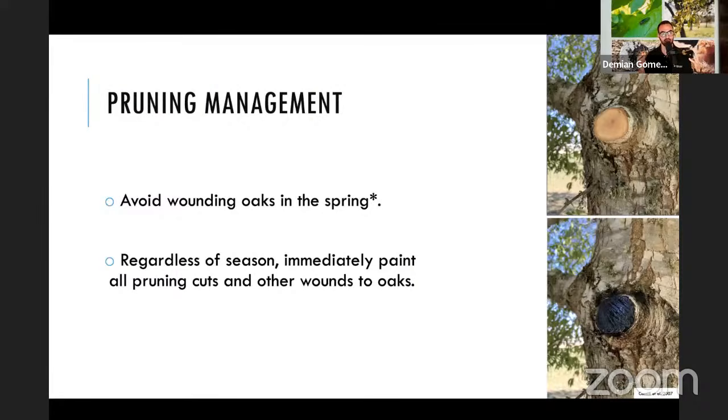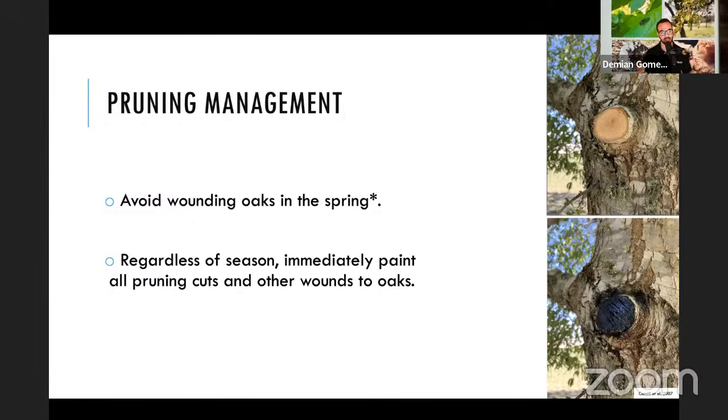So the first thing to consider is pruning management. The first recommendation is always to avoid wounding oaks in the spring. And I put a little asterisk there because that's going to look different depending on what state we are in. In our case in Texas, that means from February to June, we avoid pruning the oaks in that season. But if we're thinking about Minnesota or Wisconsin, that's probably going to be from April to July, getting into August as well. So just an asterisk: when we're reading information about oak wilt, keep in mind that those recommendations can look very different depending on where we are.